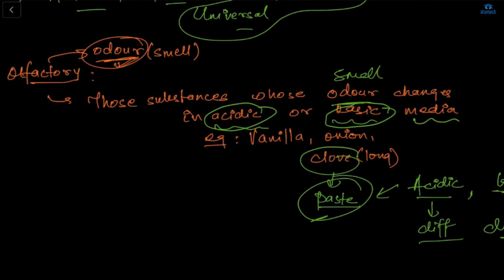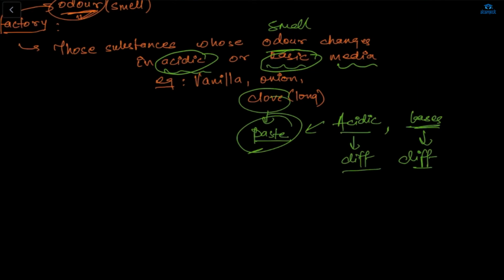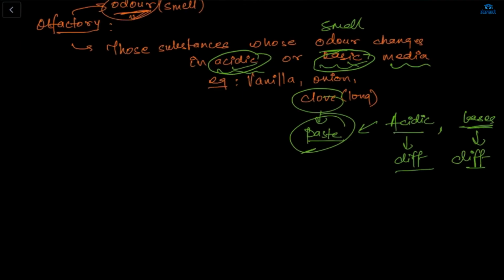Then the smell of clove paste is changing. Natural paste smell is different, and if we add acidic media to it or basic media to it, then the smell is different. That's why this is known as the olfactory universal.